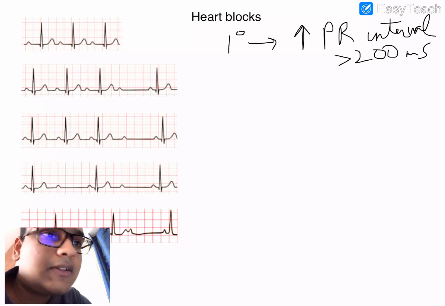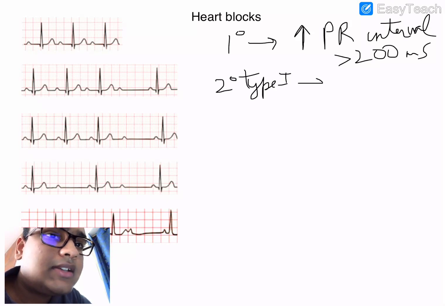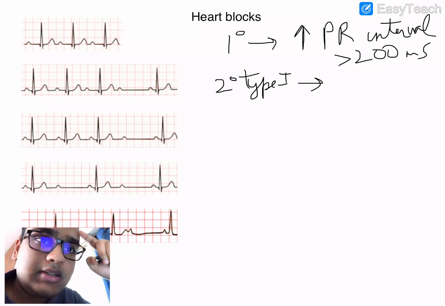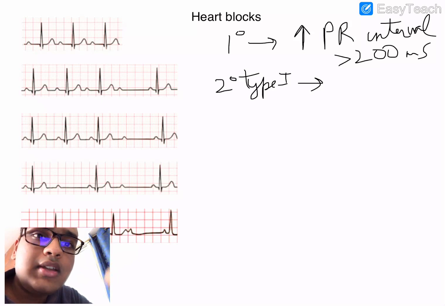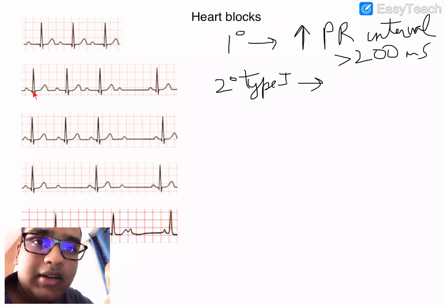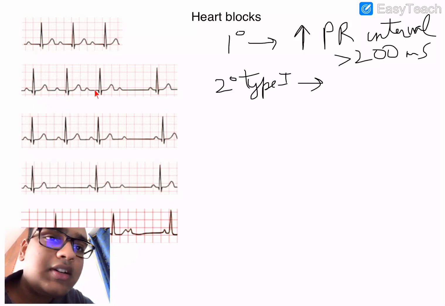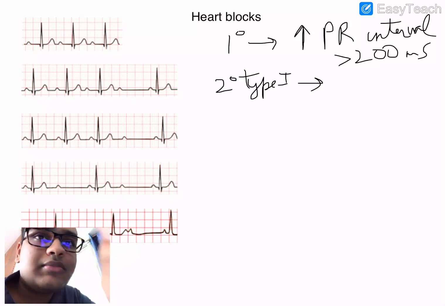So coming to second degree heart block, this is second degree type 1. So that is Mobitz type 1. In Mobitz type 1 there is progressive lengthening of the PR interval. So this is the first PR interval, this second PR interval is increased, third PR interval is increased further, the fourth PR interval results in a loss of generation of QRS complex.